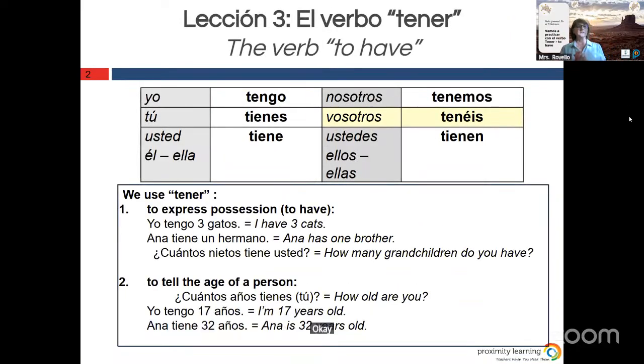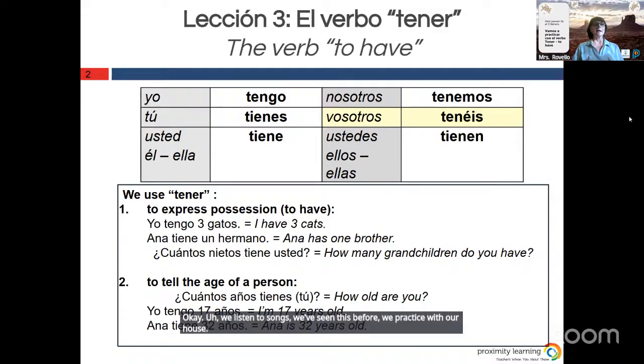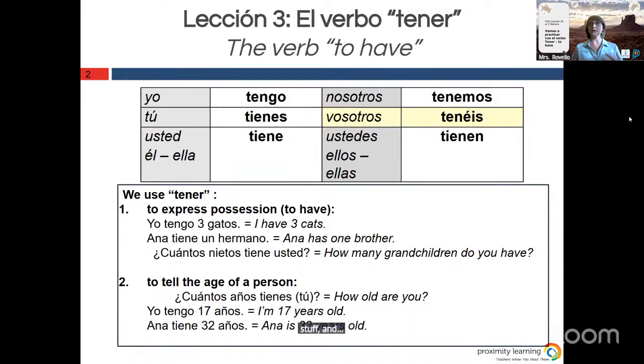Okay, so let's talk about this real quick. So our verb tener means to have. Tengo, tienes, tiene, tenemos, and tienen. We've listened to songs, we've seen this before, we practiced with our house stuff, and we looked at how to say I remember, hay, there is and there are, right?